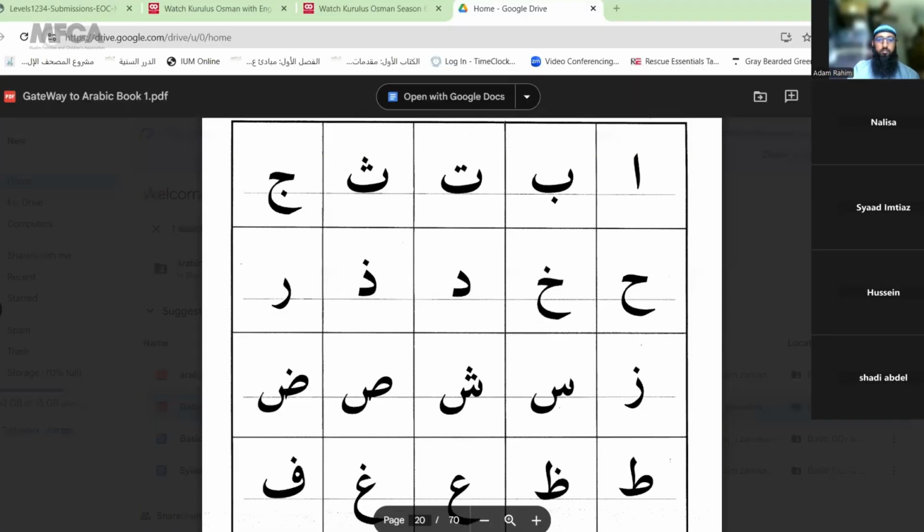Very good. So let's take a look now. Let's share the book with you guys, inshallah. Let's continue. Let's take a quick review. Who can tell me what this circled letter is, please? Anyone?